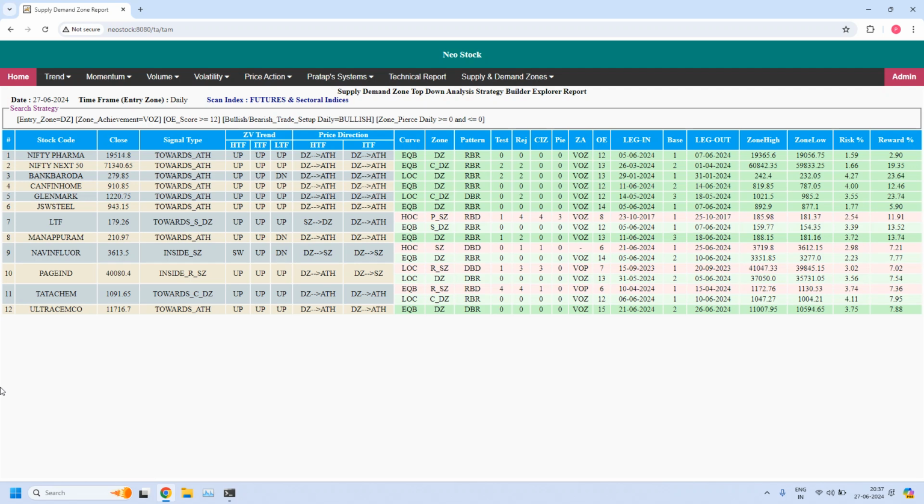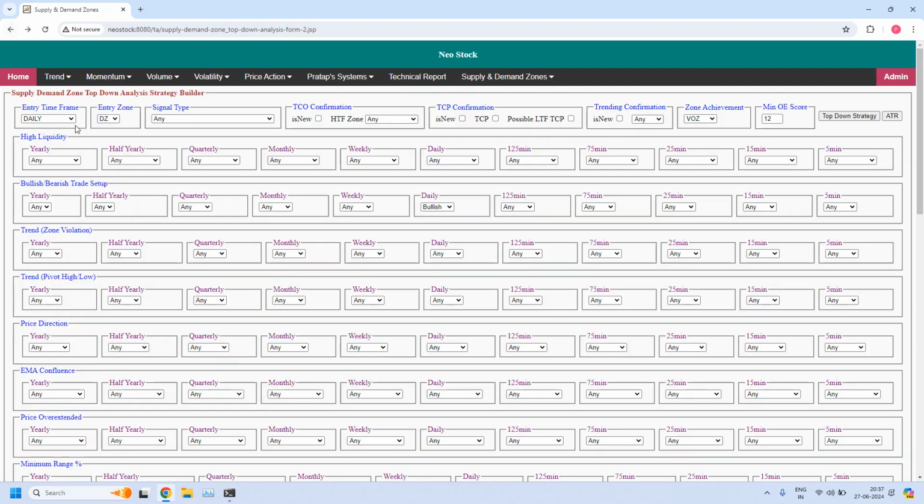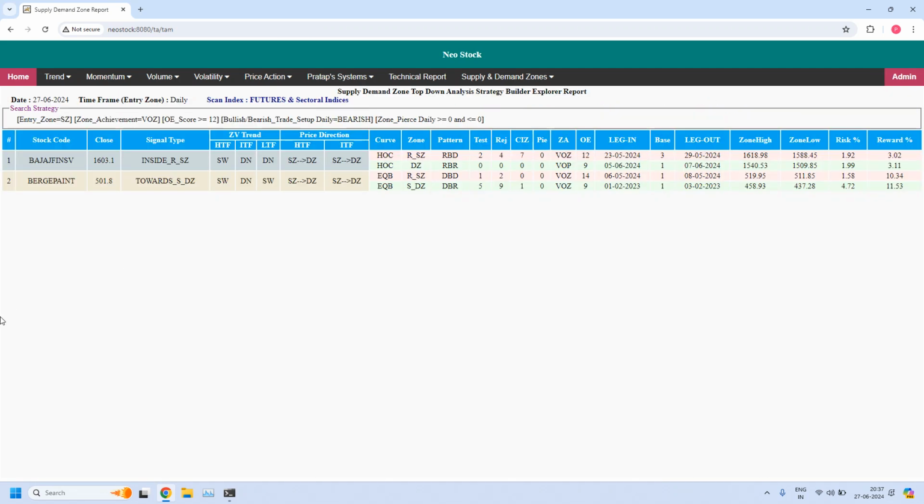Now let me generate the bearish trade setup. I am going back. Entry time frame daily for bearish trade setup for monthly income trade, but the entry zone is supply zone for bearish trade setup, and also in bullish or bearish trade setup daily time frame I am changing the value to bearish, and all the 3 filters remain the same. Generating, and 2 stocks are filtered which are supporting bearish trade setup for monthly income trade.